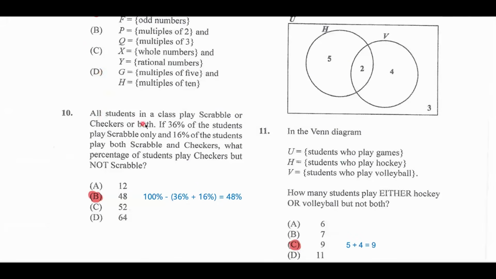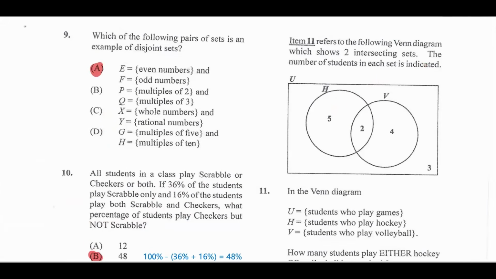Number 10, all students in our class play Scrabble or checkers or both. If 36% of the students play Scrabble only, 16% of students play both Scrabble and checkers, what percentage of students play checkers but not Scrabble? What you're really asking for is the number of students who play checkers alone. Now, the entire class will comprise 100%, and you add 36 and 16, that will give you 52. Subtract 52 from the 100%, gives you a remaining 48%, which would be the number of students who play checkers alone. And that is B.